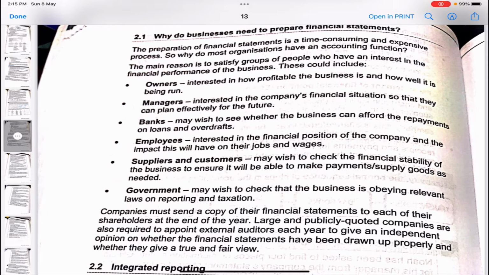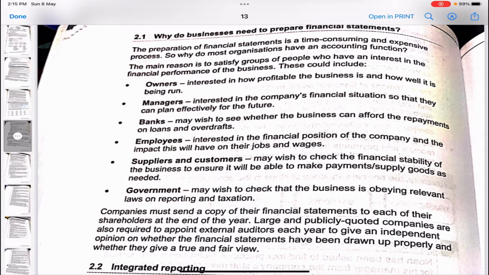So how could the stakeholders use this information? Let's see that, and why we need to prepare them. So the first thing is owners. So why would the owners care about the financial statements? The owners are interested to know how much profit the business has earned, how profitable it is and how well it is being run. They'll see that in order to invest in it, right?